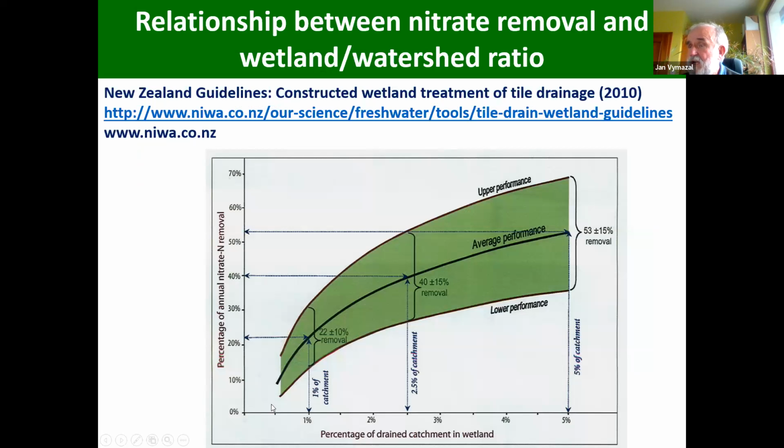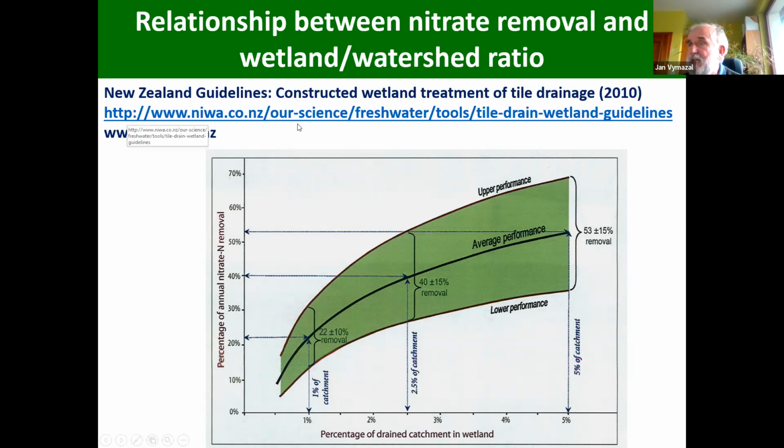And they actually came up with this graph, which shows the percentage of the area of the wetland relative to the area of the watershed. So if we increase the area of the wetland up to 5%, then the removal increases, but then it actually starts to slow down. So it's probably not wise to make it more than 5% of the watershed area.